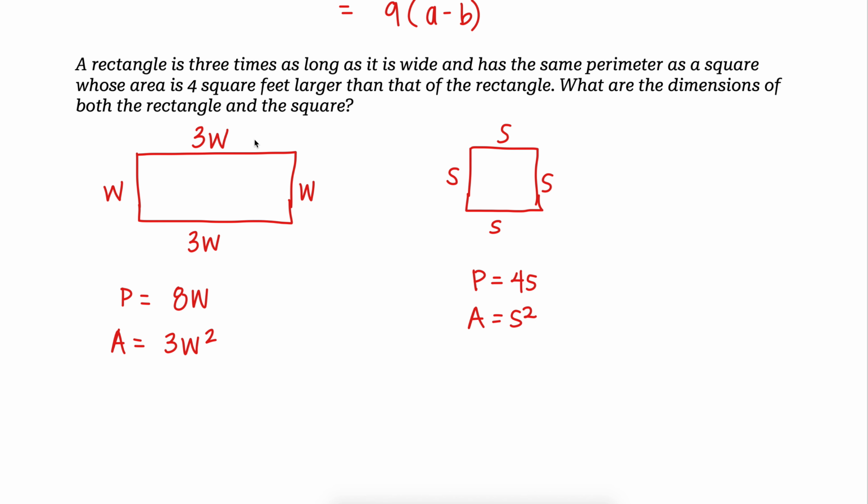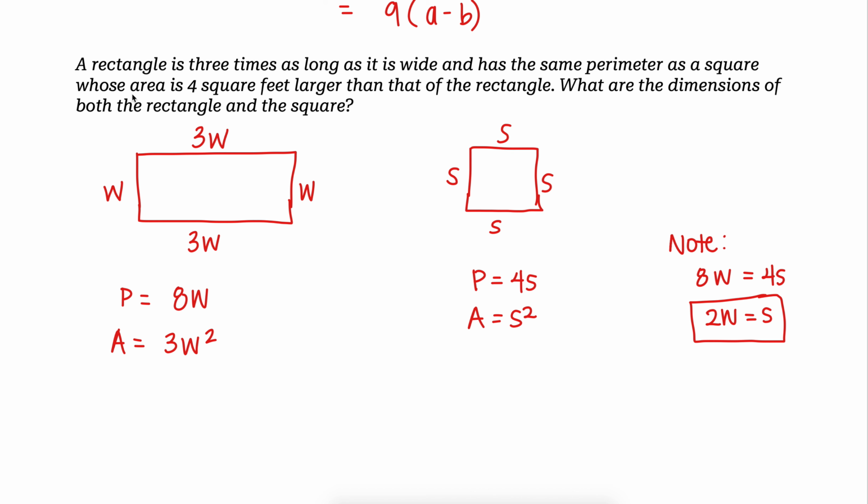Now, it says, the rectangle has the same perimeter as the square. So that means, and I'll write it over here to the side, the perimeters are the same. That means that 8W equals 4S. In other words, if I divide both sides by 4, 2W equals S. Okay, so we know this now.